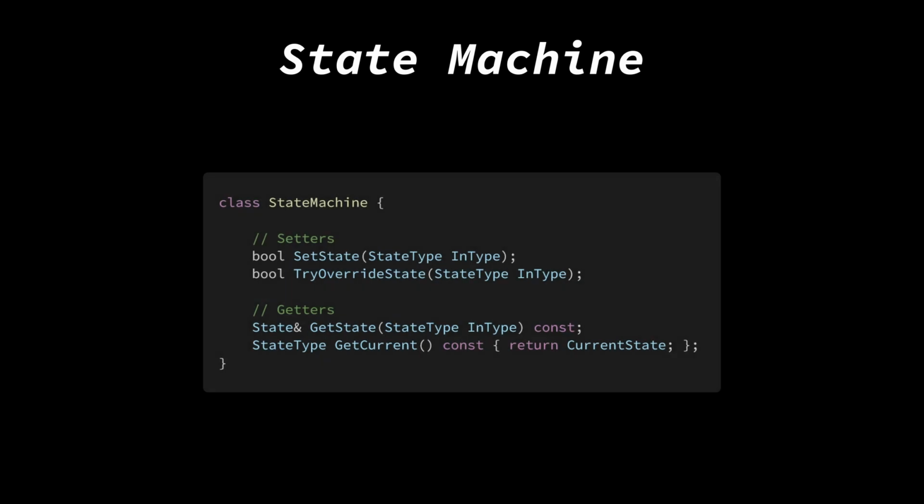Here are some important getters. This is pretty straightforward. The most interesting function is try_override_state, which is like setState, except it will only override if the priority of the new state is equal or greater to the current state. Player movement. With the state machine, I made some more advanced movement than the basic add force.